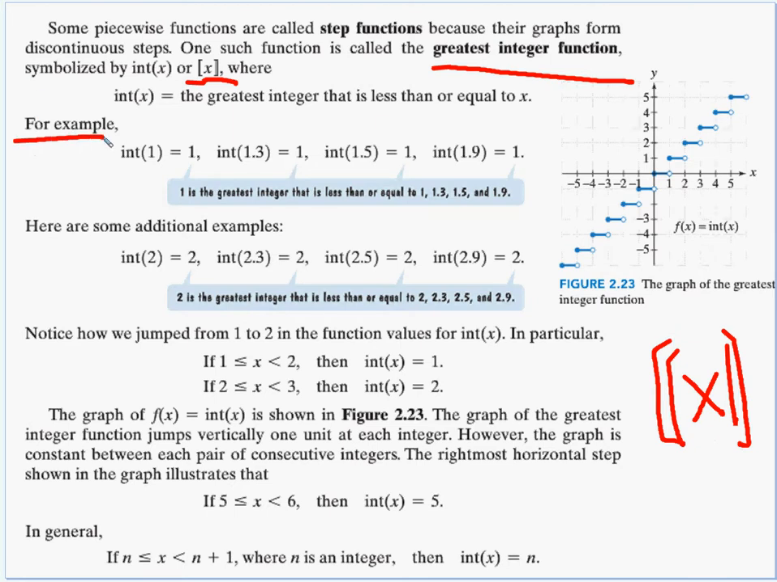Like here they have the greatest integer of 1 is 1. You round it down. What if it's 1.3? Round it down to 1. What if it's 1.5? Round it down to 1. What if it's 1.9?